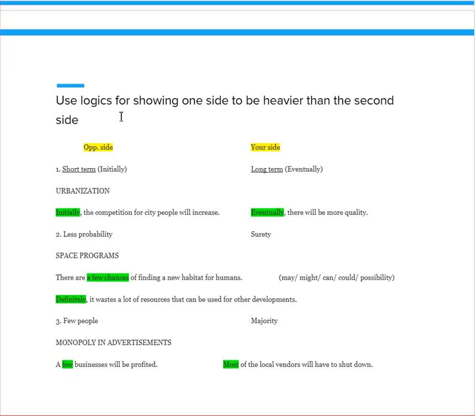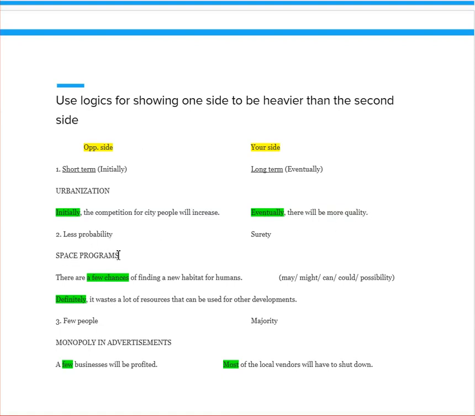This is a template of 8 plus band. Use logic for showing one side to be heavier than the second side. First, opposite side, shorter term initially; your side, long term eventually. For long term results, short term results initially, eventually. Urbanization initially, for example. Initially, the competition for city people will increase. Eventually, there will be more quality, less probability.